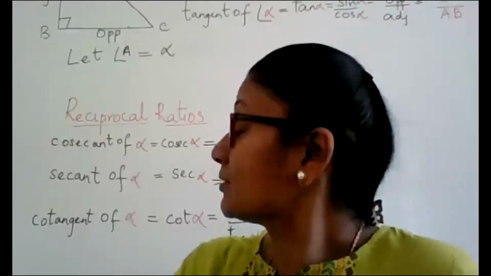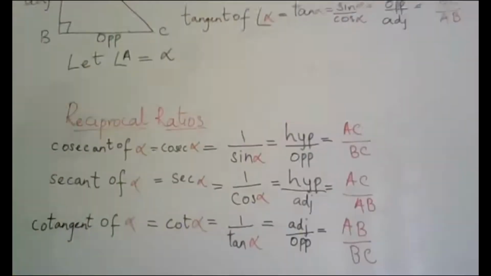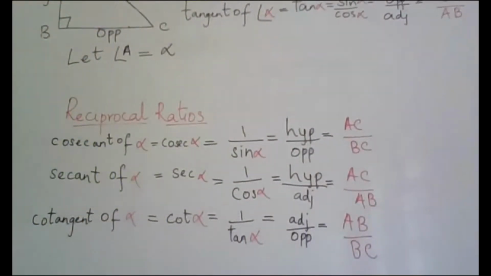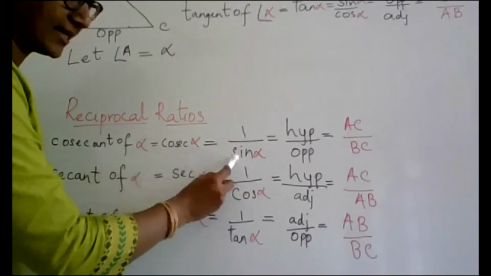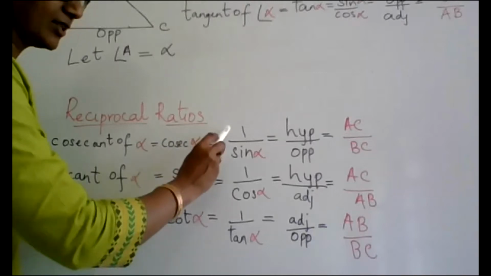Ma'am, in reciprocal ratios, we have written 1 by cos, 1 by cot, and 1 by sin. Why we have written that? In reciprocal ratios, yeah, because I know one is the reciprocal of the other. Maybe one more statement I have to write. Just give me 2 minutes. Now somebody is asking me, why am I writing cosecant as 1 by sine? Because they are the reciprocals of each other. When I say cosec, I should understand it is 1 by sine.